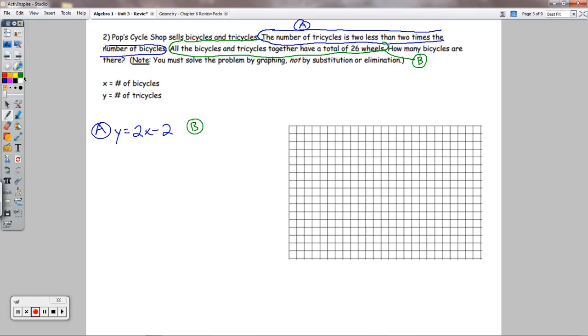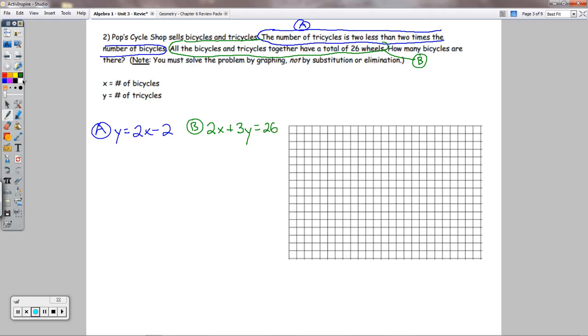Pretty handy there. Equation B, or the second equation: all the bicycles and tricycles together have a total of 26 wheels. A bicycle, we know, has 2 wheels, so that would be 2 times the number of bicycles. And a tricycle has 3 wheels, so 3 times the number of tricycles. 2 times the number of bicycles plus 3 times the number of tricycles would equal 26 if there's a total of 26 wheels.